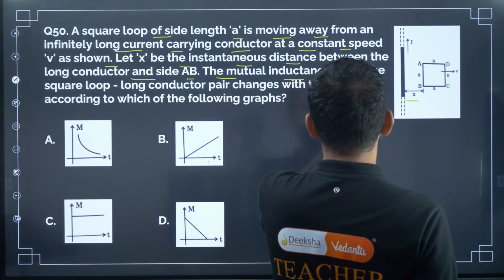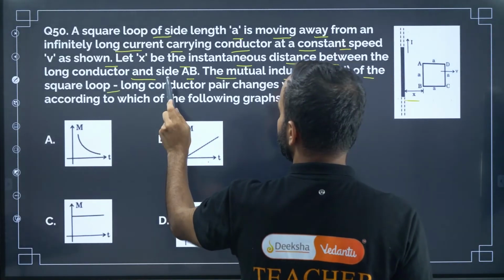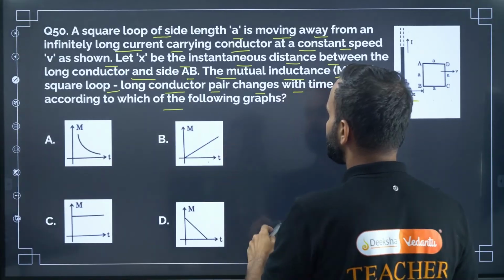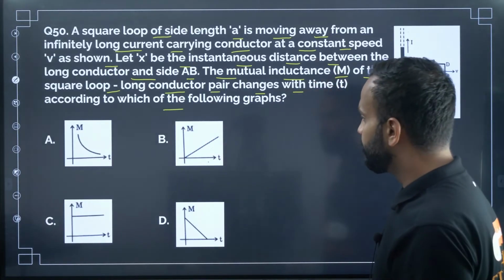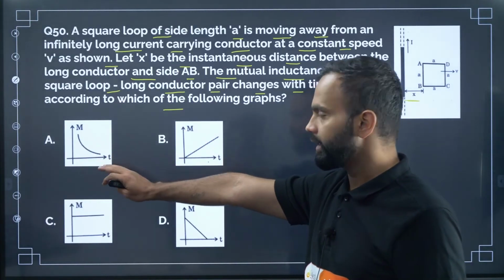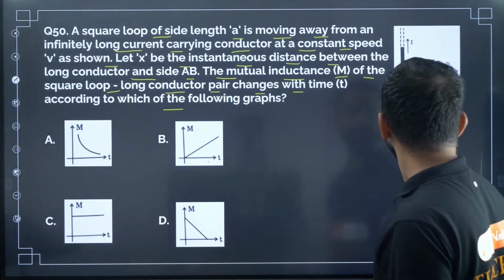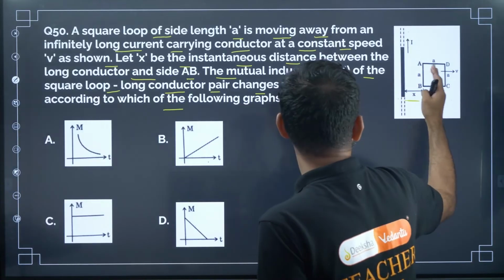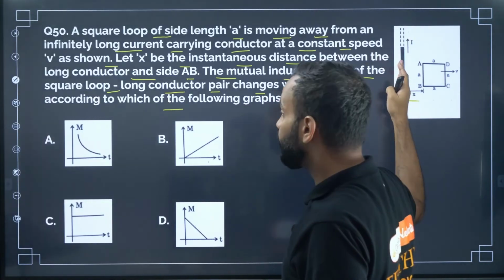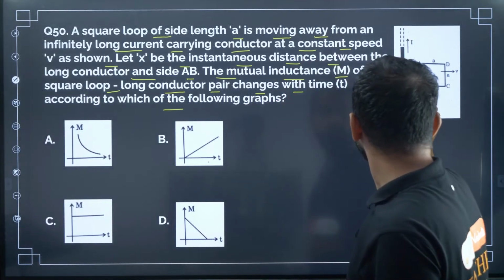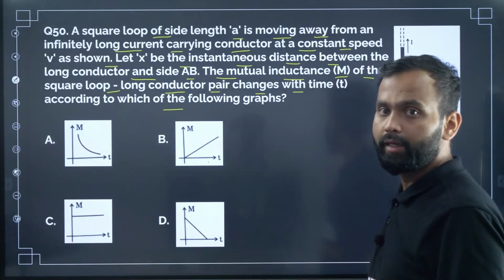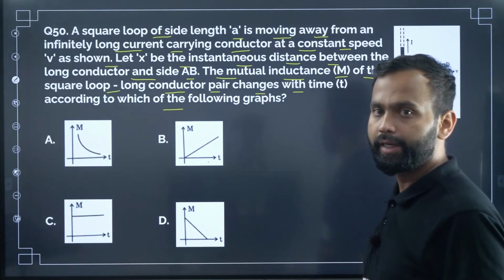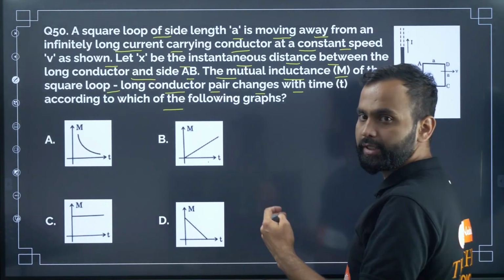The mutual inductance M of the square loop long conductor pair changes with the time t according to which of the following graphs? Okay, we need to find the mutual inductance versus time graph, right? As the square coil moves away from this current carrying wire, what happens? The magnetic flux passing through the coil decreases, right? So the mutual inductance will also decrease, right? So mutual inductance depends on time, right?